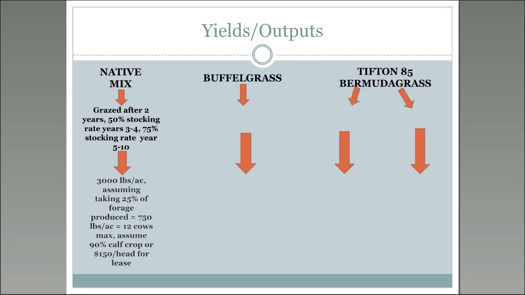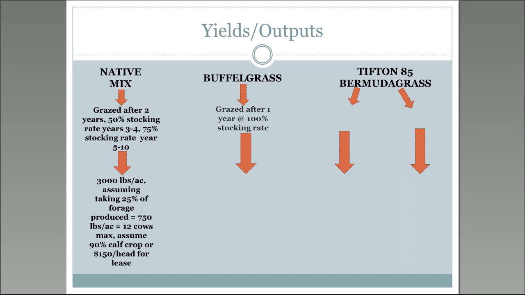Therefore, over that period, going up to 75% of our potential stocking rate, the maximum number of cows that we ran on that 250 acres of native forage is 12 cows. So we assumed a 90% calf crop when we grazed our own, and we assumed $150 per head if we were to lease out that land. So then let's look at buffel grass.